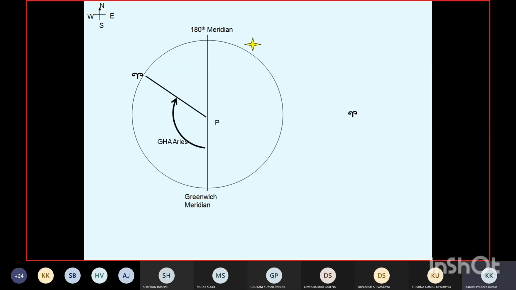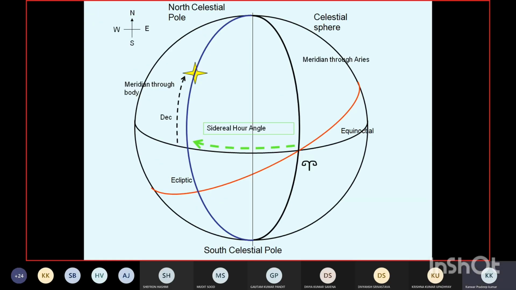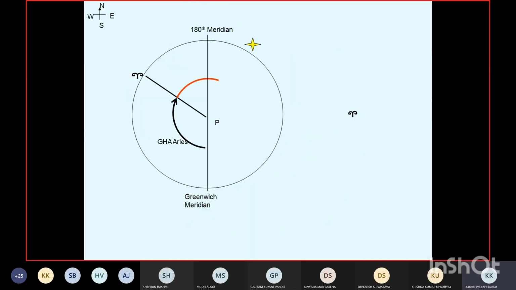So I have got GHA Aries. If I draw a meridian through the star and I measure it from the first point of Aries, like in the previous slide I just showed you, it is SHA star. You see this one? Arc of the equinoctial, angle at the pole between the meridian of Aries and the meridian of the star, measured westwards. The same picture now I'm seeing from the top. SHA star.